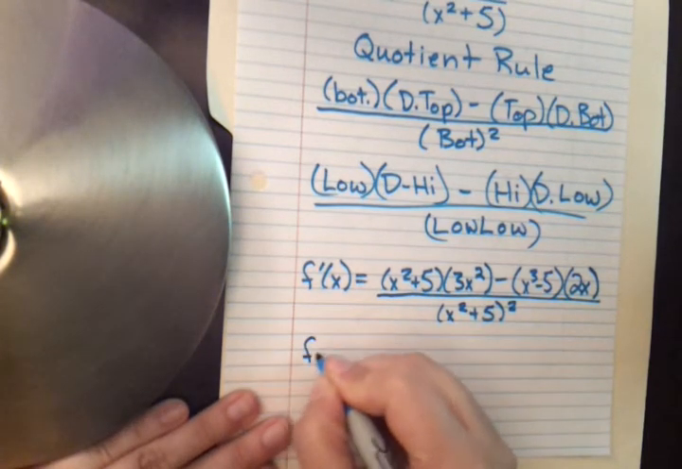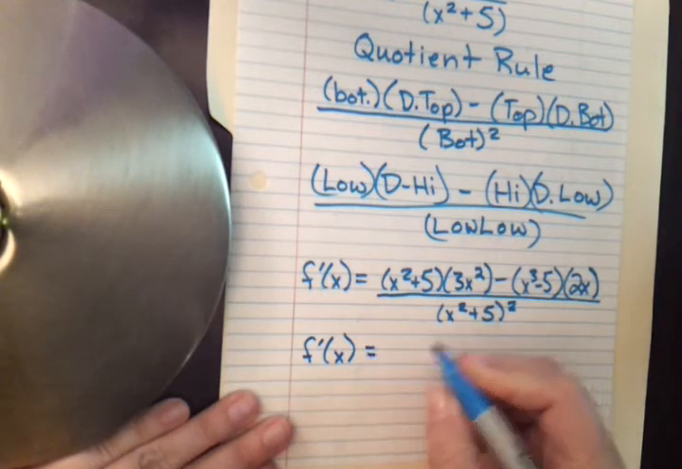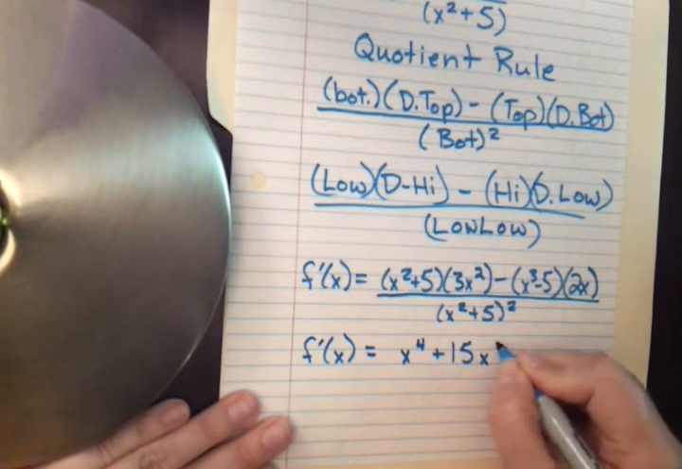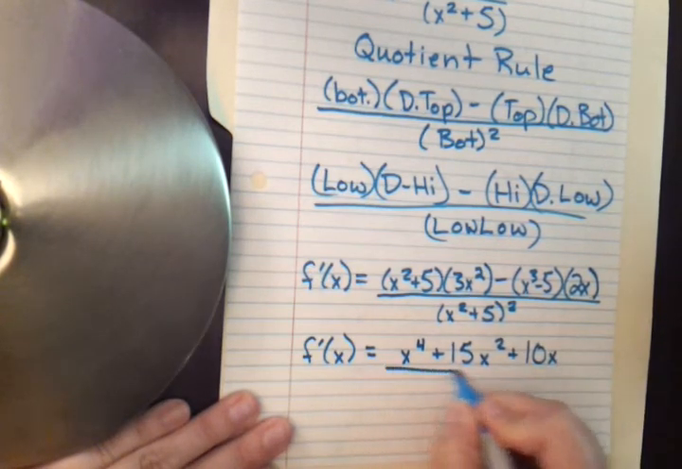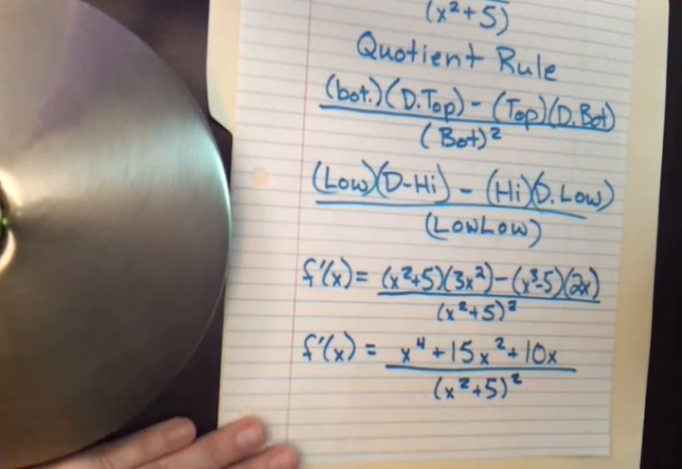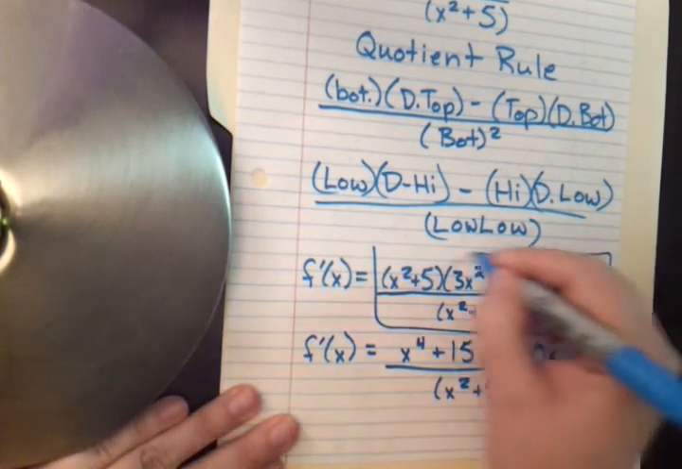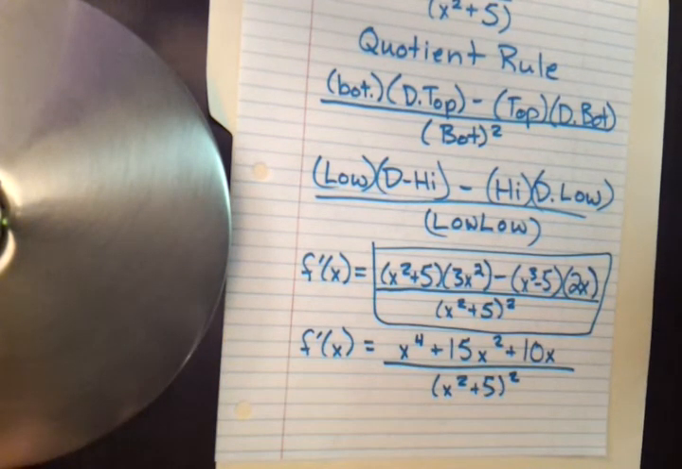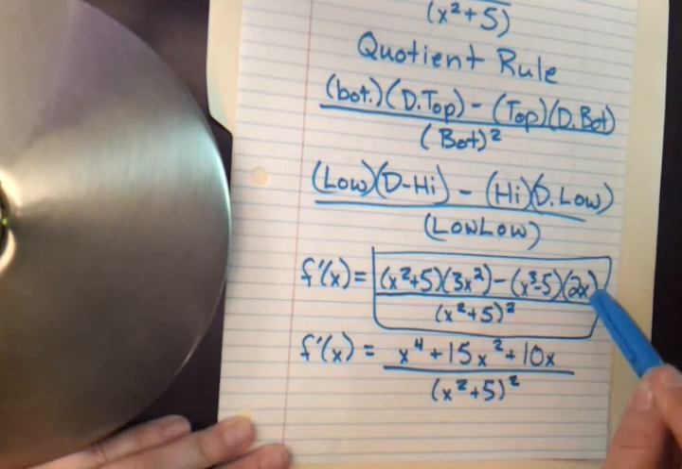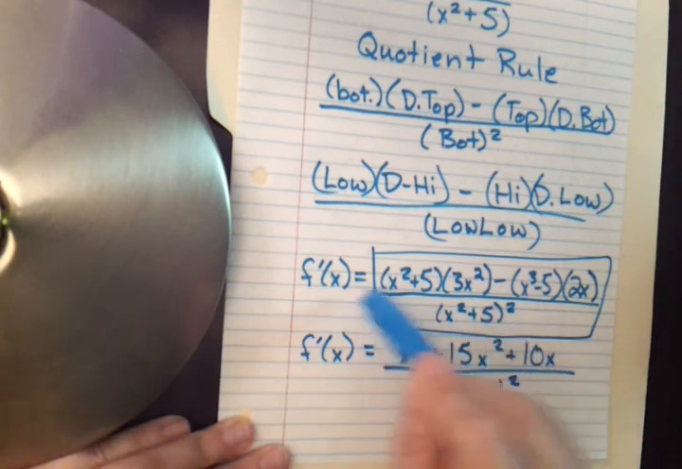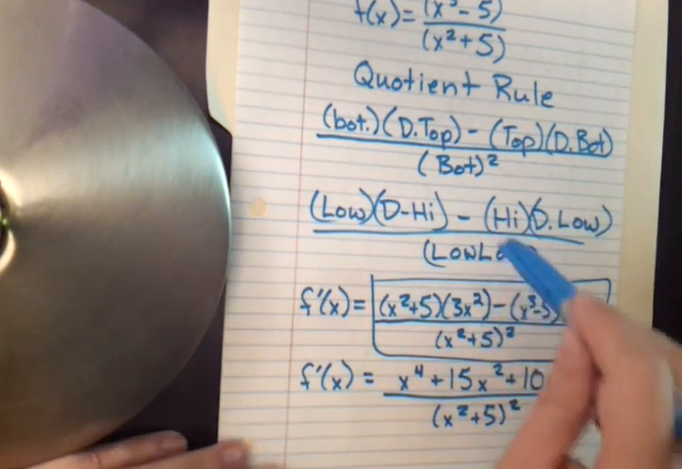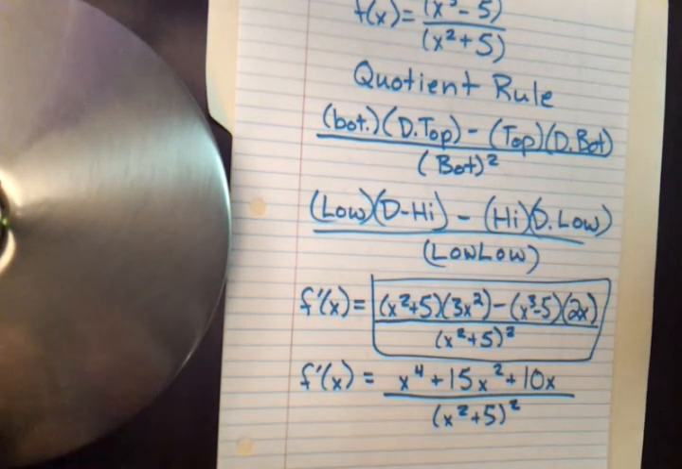If you do wind up simplifying it, just because you feel like doing more algebra, what you should end up with is x to the 4th plus 15x squared plus 10x, and that's all over x squared plus 5 squared. So this answer, absolutely suitable. You can stop at that point. It shows that you know that you're doing the bottom times the derivative of the top minus the top times the derivative of the bottom, and dividing all of that by the bottom squared. So low d high minus high d low over low low. And that is question number 12.